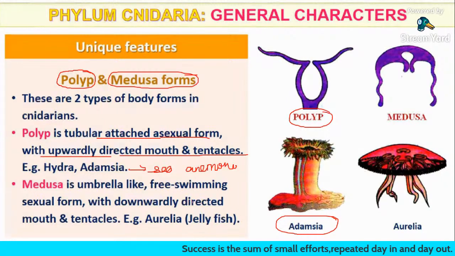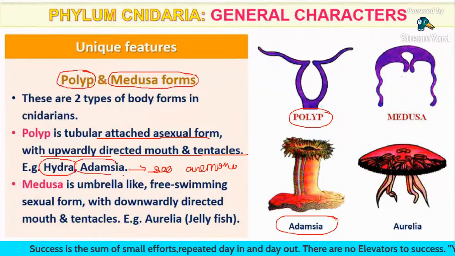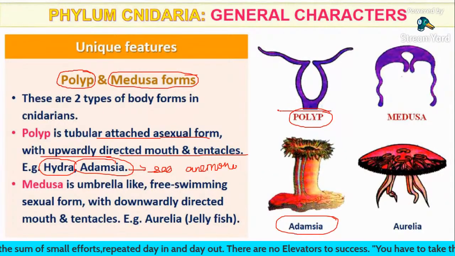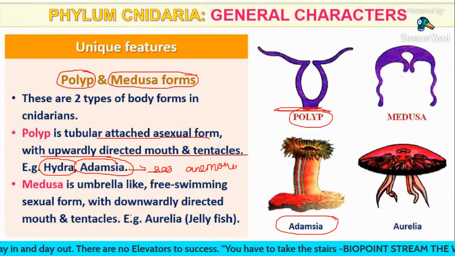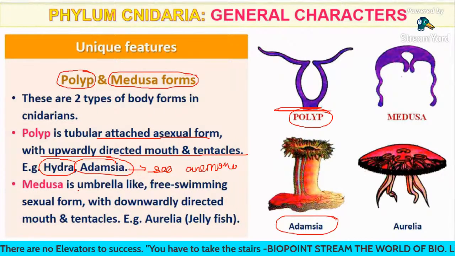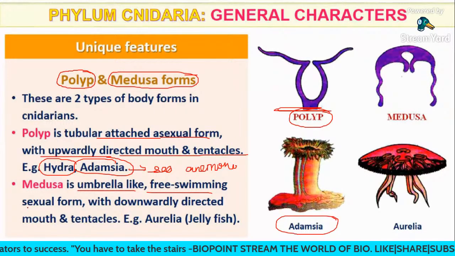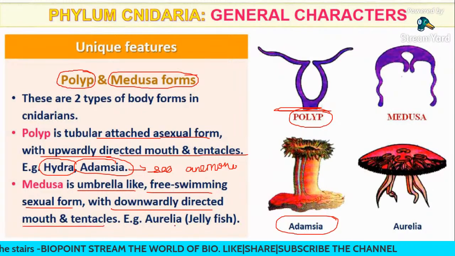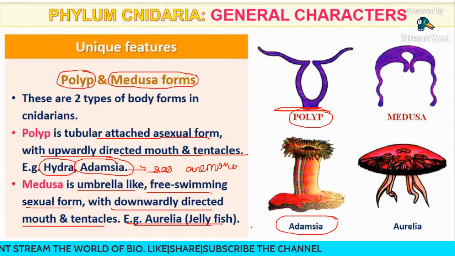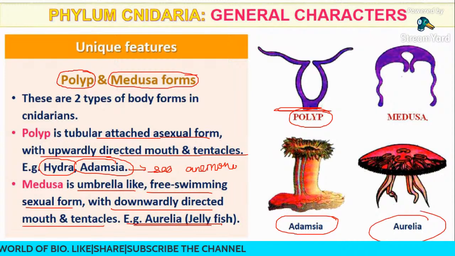Yes. So examples of polyp-like organisms are Hydra and Adamsia. They are attached to the floor. Medusa is an umbrella-like, free-swimming, sexual form with downwardly directed mouth and tentacles. Example: Aurelia, jellyfish. Look.